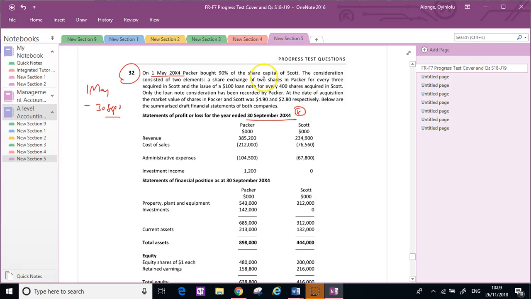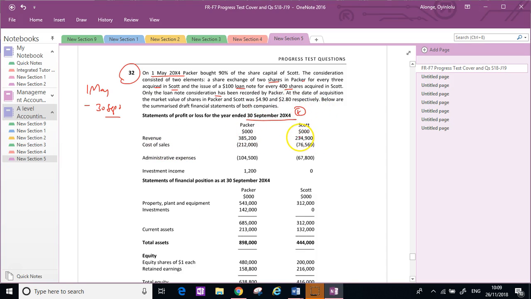The next thing is that although they buy 90% of the share capital, they don't pay any cash. So they have this share exchange, which you really have to be careful with. It says 2 shares in Packer for every 3 acquired in Scott. So you need to be careful with that as well. And then they also do something via loan note, and only the loan consideration has been recorded. So you're aware that when you come to working 5, or the equity of Packer, you have to introduce that capital outstanding. And then you get some figures over here. So let's look at this.